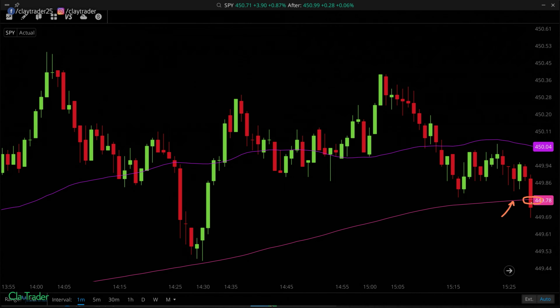For you beginners, short just means making money when prices go down. So that person would want to see prices go down. And yes, believe it or not, that person could then make money. So the price is broken through there.